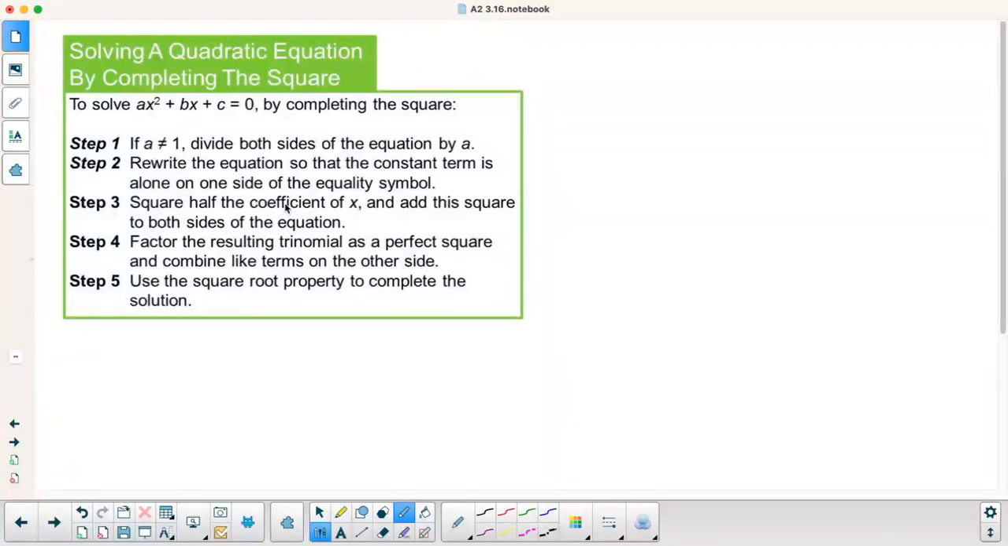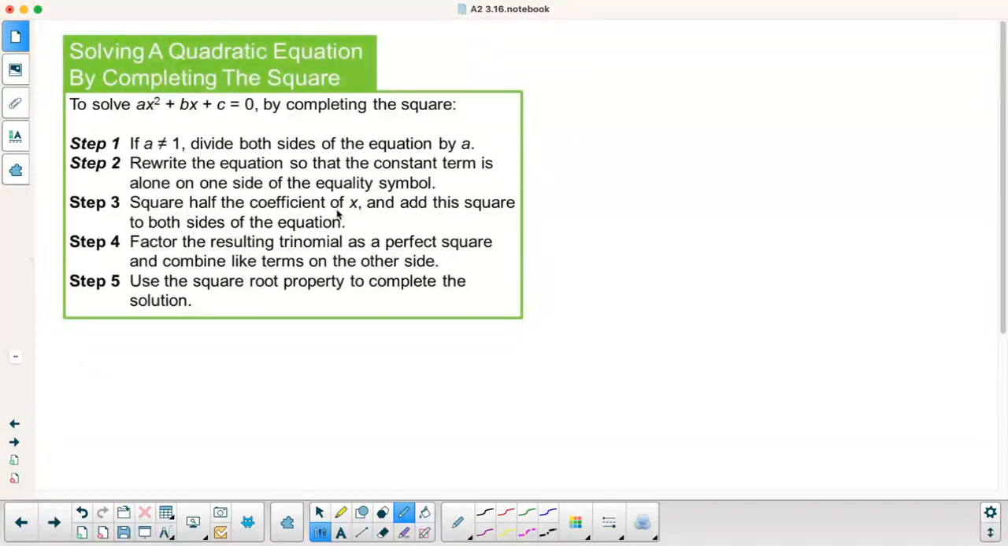So these are your steps. If you need to pause the video and write this down, go for it. I'll go through it very quickly. If a is not equal to 1, we have to divide both sides of the equation by a. We rewrite the equation so the constant term is alone on one side. So basically you move the c, or c divided by a, if you had to divide, over to the right.